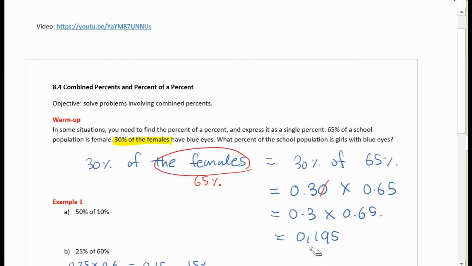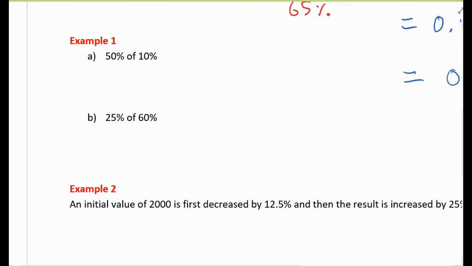0.195. How would you change this to a percent? You move two decimal places to the right, and that is 19.5%. So therefore 19.5% of the school population is girls with blue eyes. Let's move on to example 1.